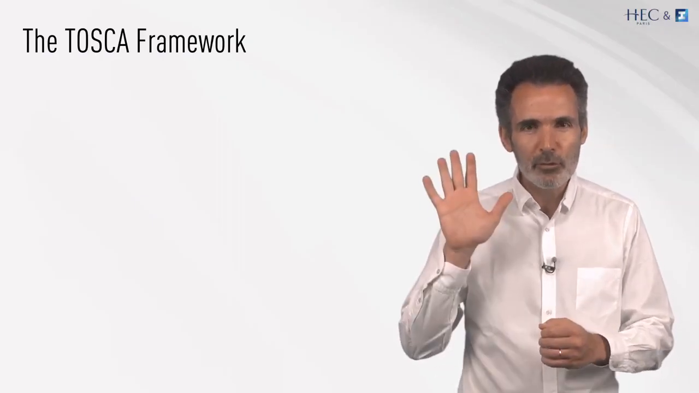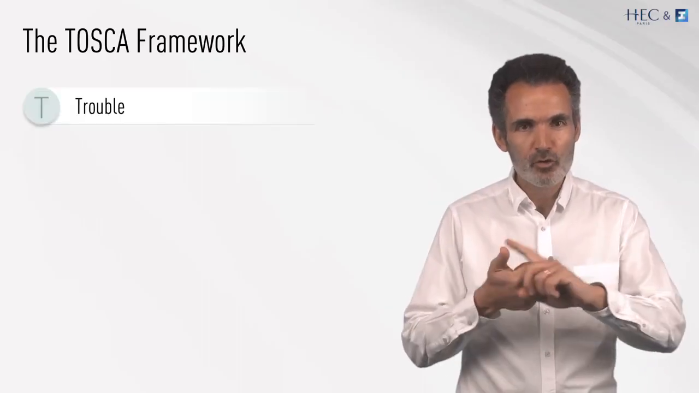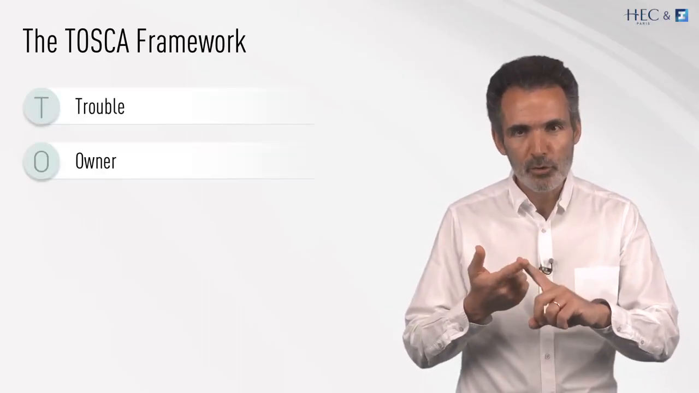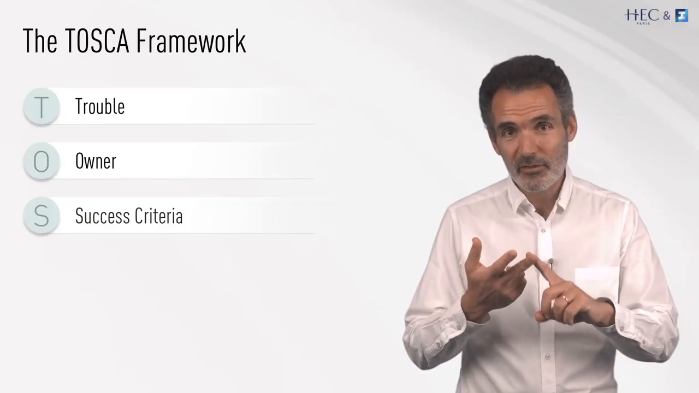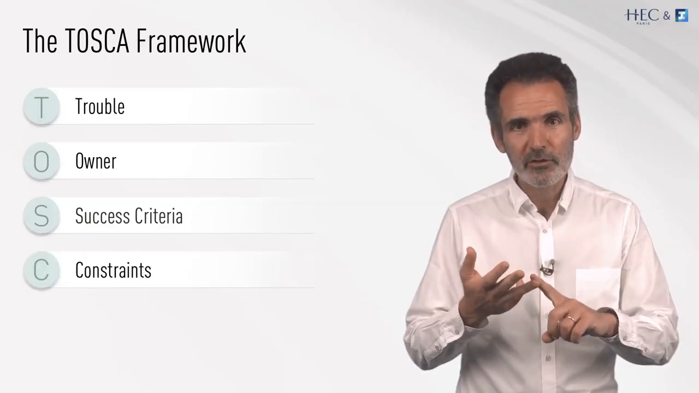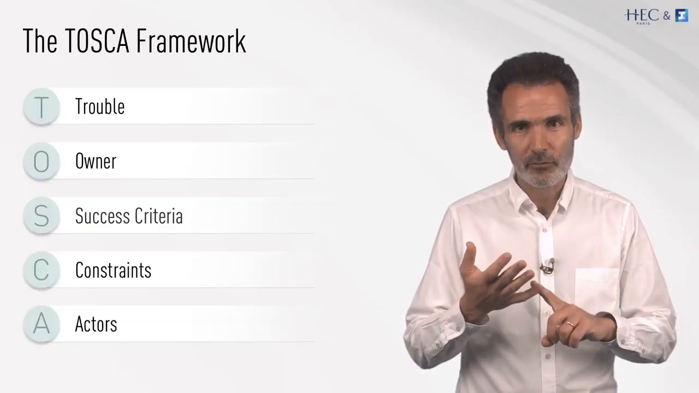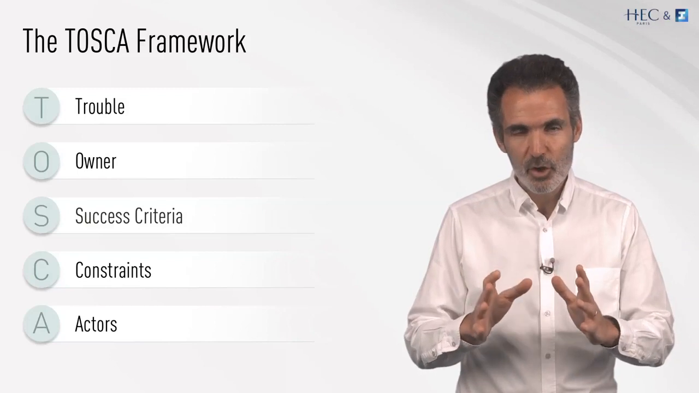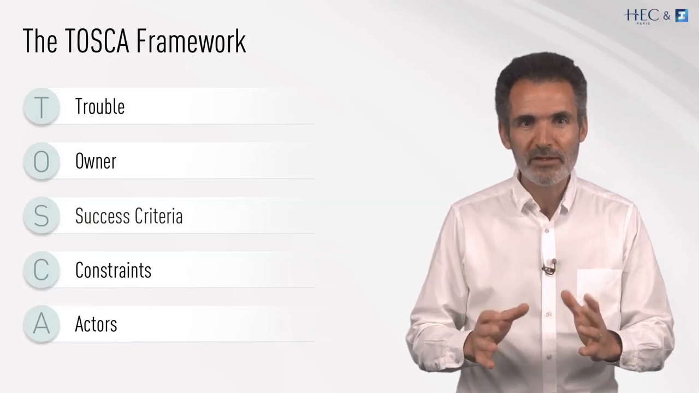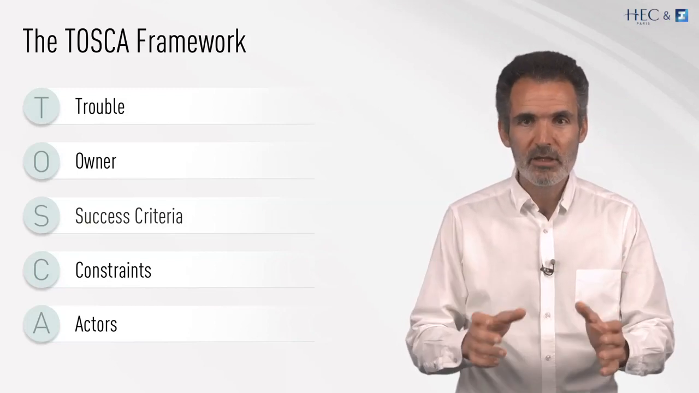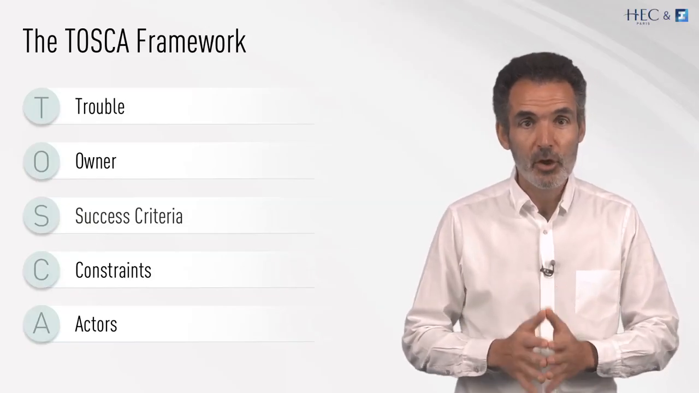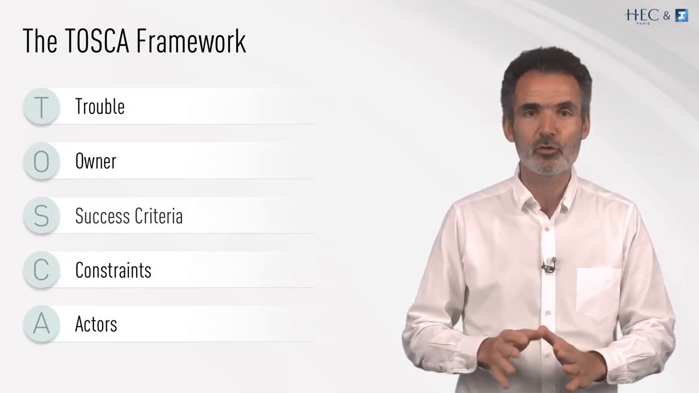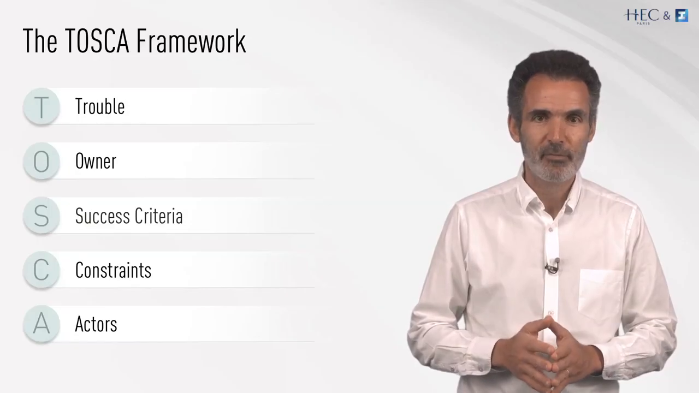It will help you analyze the problem at hand along 5 dimensions: the trouble, the problem owner, the success criteria, the constraints, and the actors. At this stage, your only purpose is to formulate the core question that will guide your following phases. You are not looking into potential solutions yet.